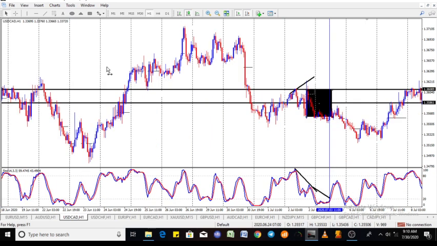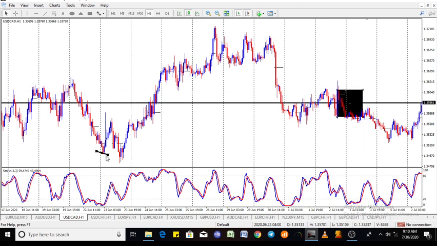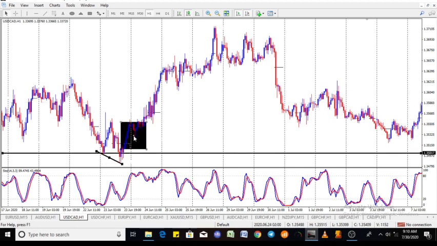Here's another example. We got this divergence. Now we took this entry at the close of what, guys? This candle. Now let's trace the oscillator. We bought this signal. This was it. So we bought this all the way to the overbought area.